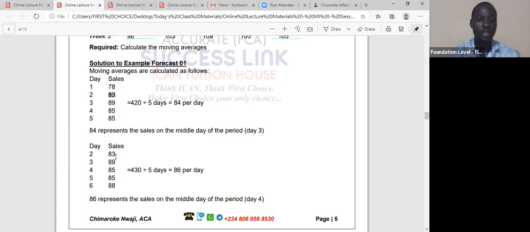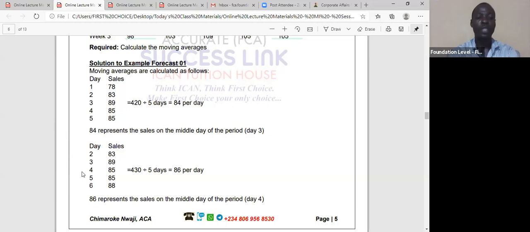That's a shortcut so that you don't spend too much time, because this 83 is the same thing as this 83. This 89 is the same 89. This 85 and 85 are this 85 and 85. So the only difference here is we have added 88 in place of 78. So you remove 78 and add 88. That is how you get your 430.